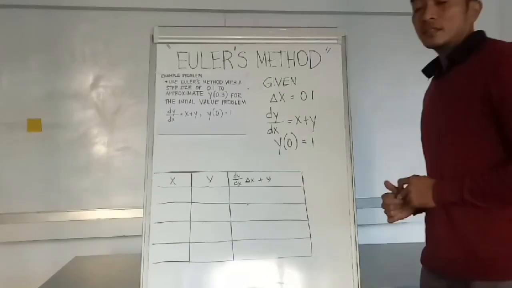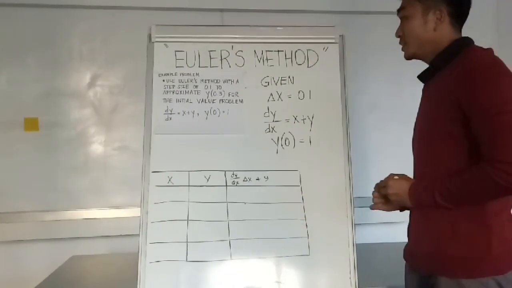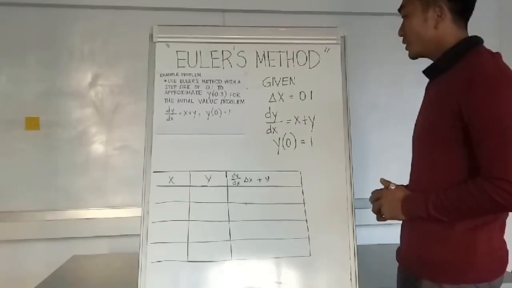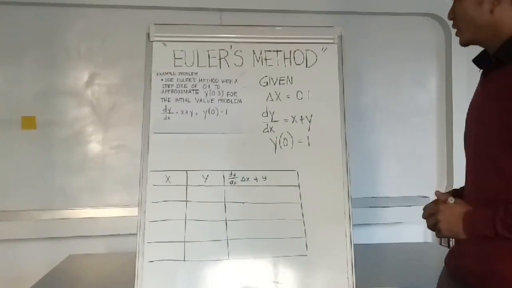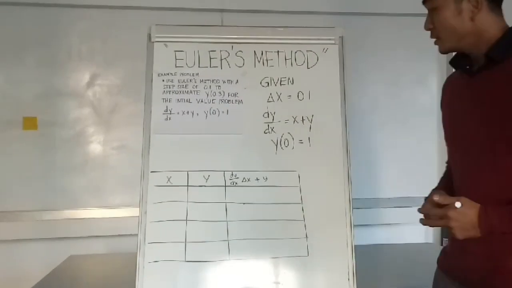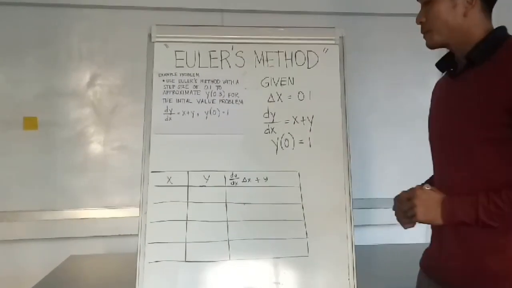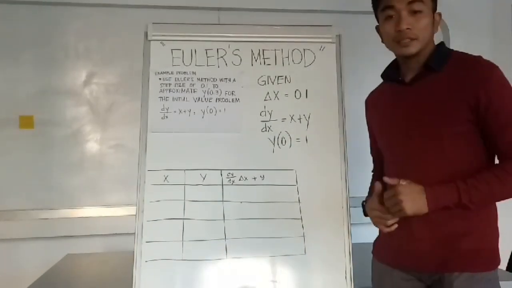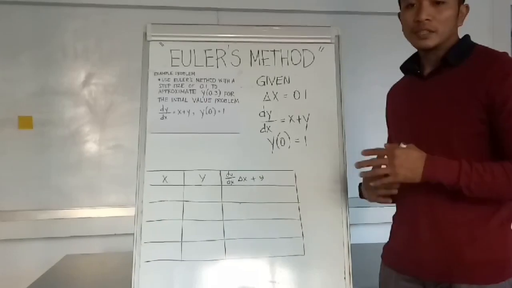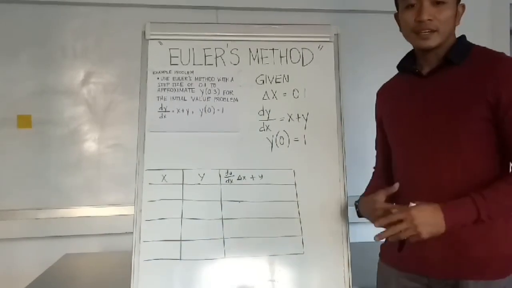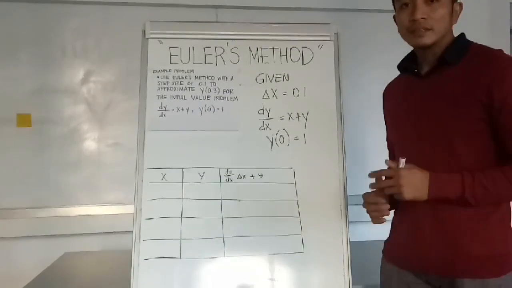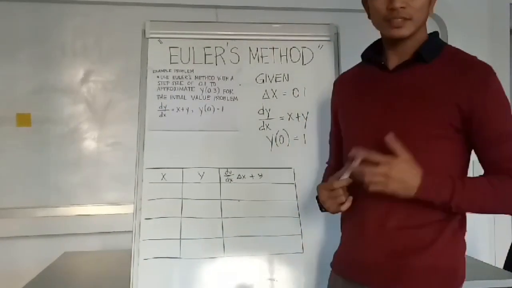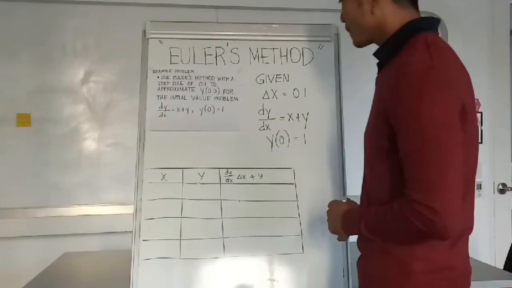So our given is delta x, or the step size, equal to 0.1, dy/dx equal to x plus y, and y(0) equal to 1. The first thing to do is use the given starting point and move a small increment, or step size, at a time in the direction of the tangent line to approximate the desired value.